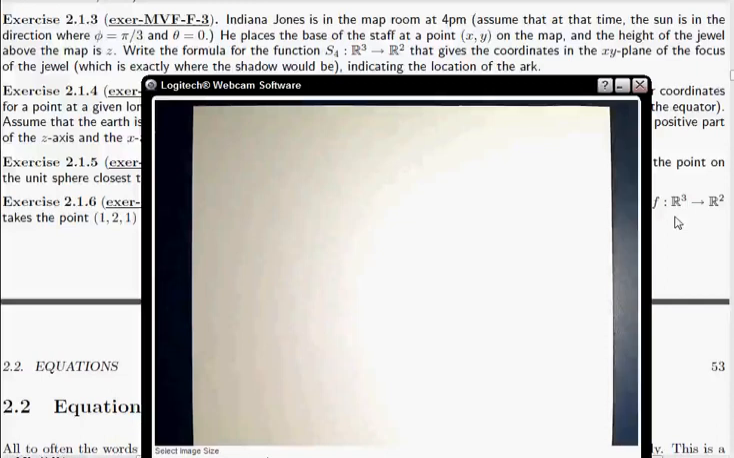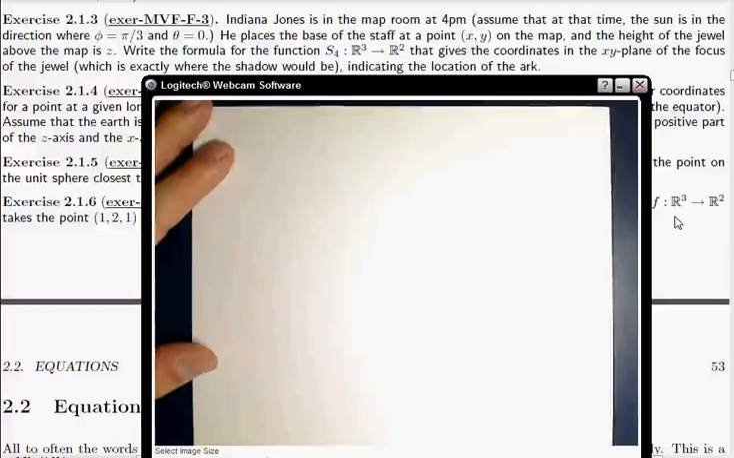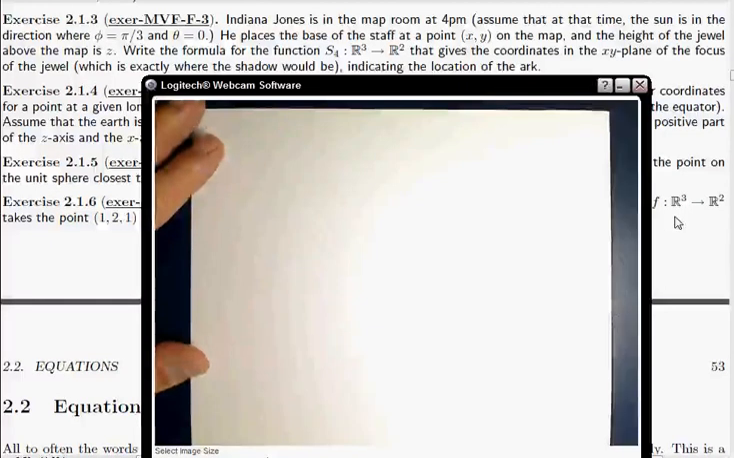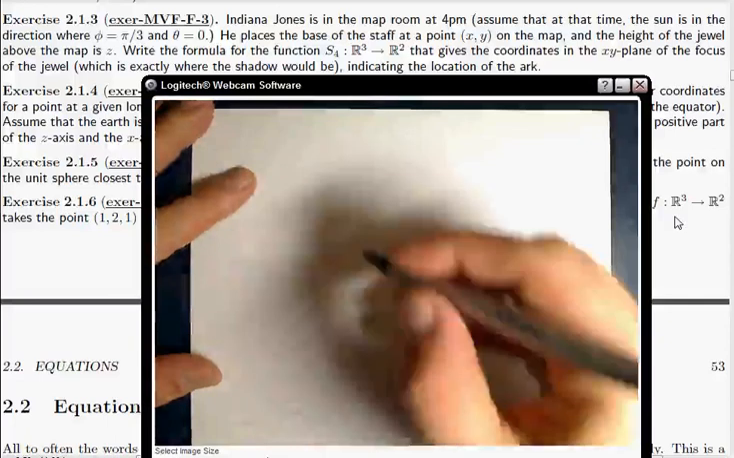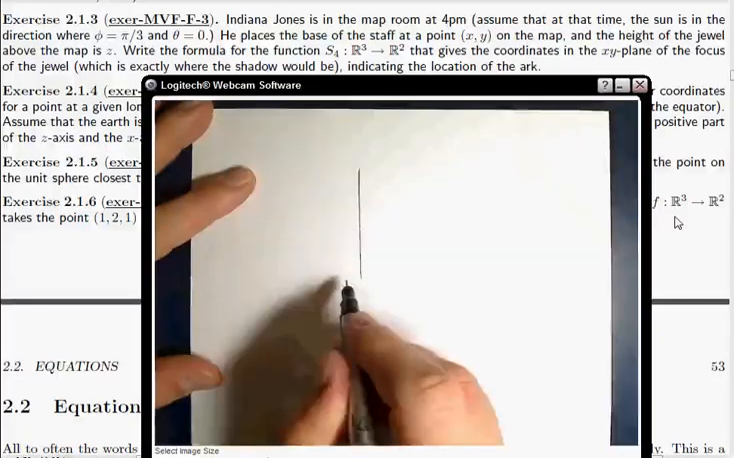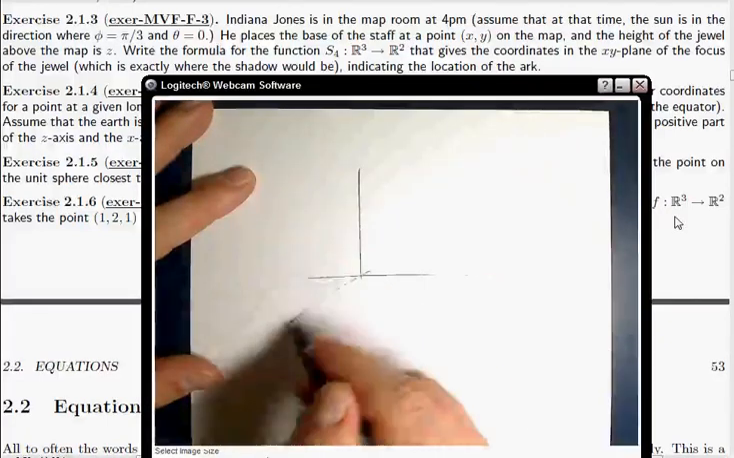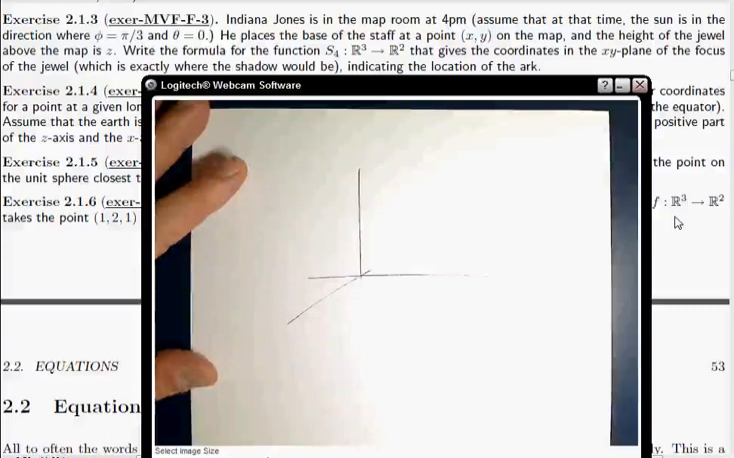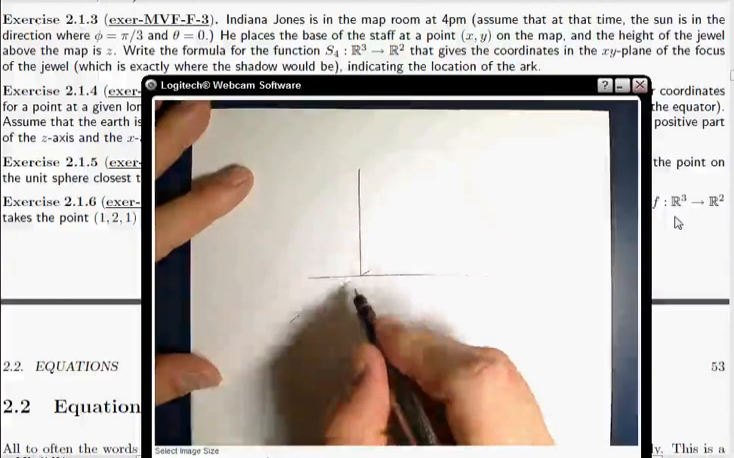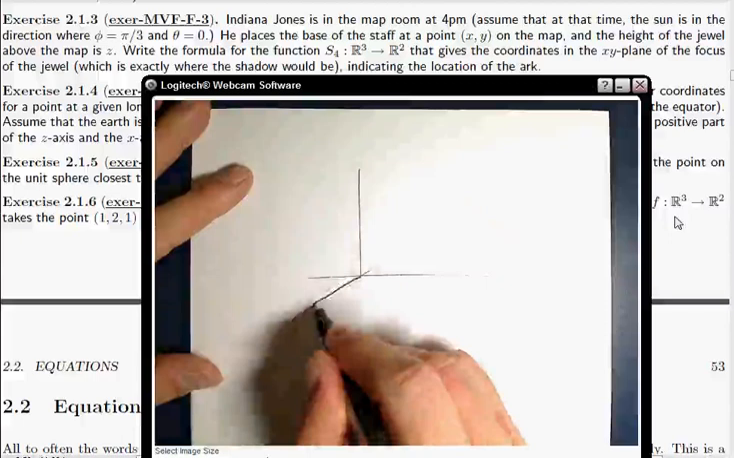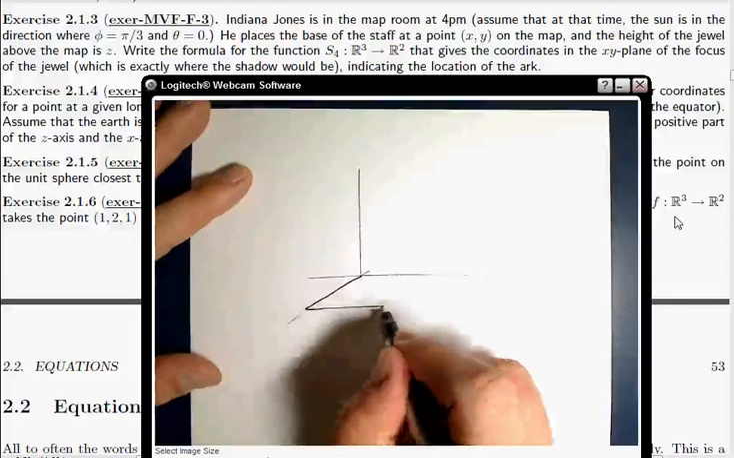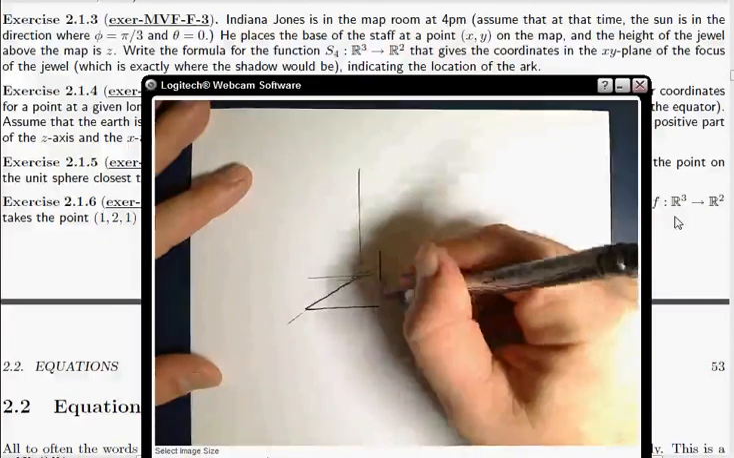Okay, so this problem is very similar to MVF F2. It's just that there's a different time, and again, that makes it look a lot like that scene from the Indiana Jones movie, the first movie, Raiders of the Lost Ark. So here's the idea at a particular time. If you're at some point, let's say, I'm going to draw the coordinates of the point by sort of exaggerating its position a little bit.